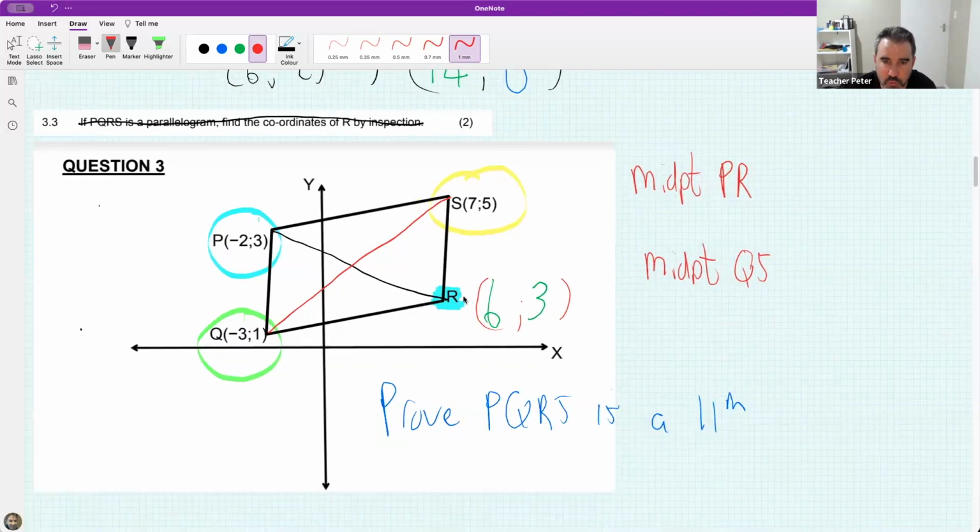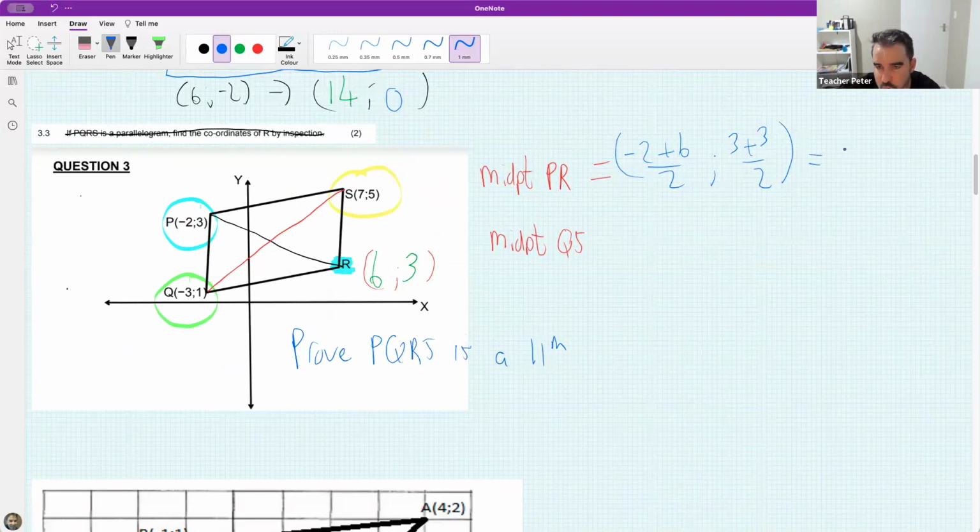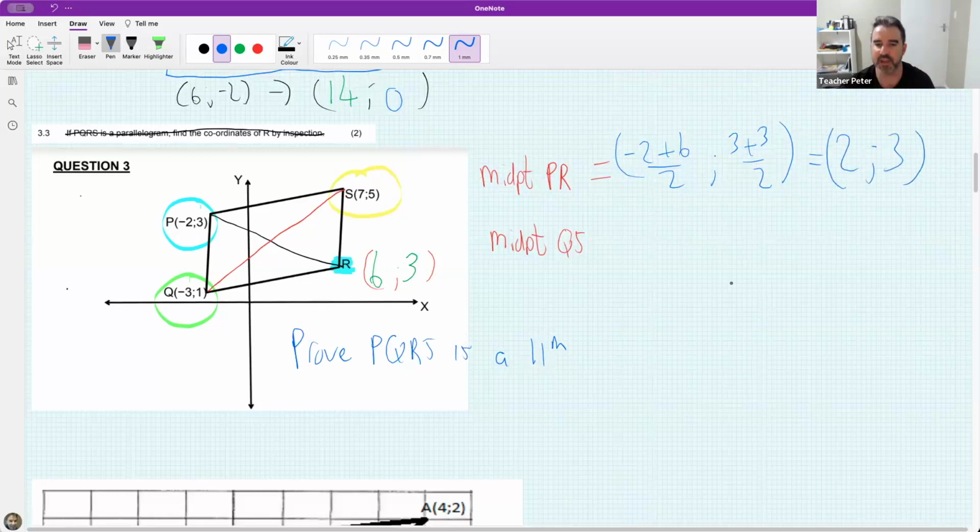So how does the midpoint formula work again? We add P and R, so minus 2 plus 6 over 2, 3 plus 3 over 2. So the first midpoint I get is 4 over 2, so that's 2, and this is 3. Okay, so the midpoint of the first one is (2, 3).